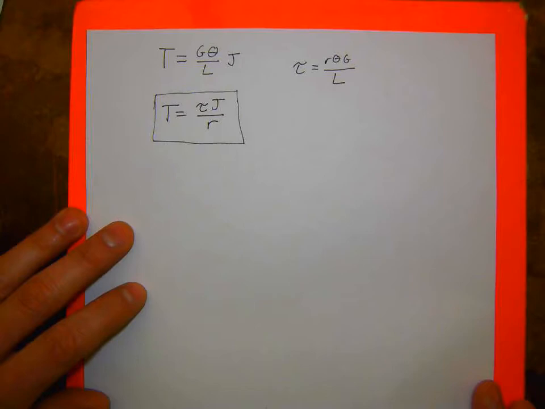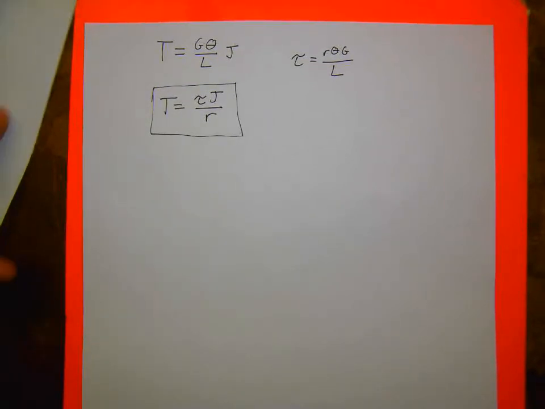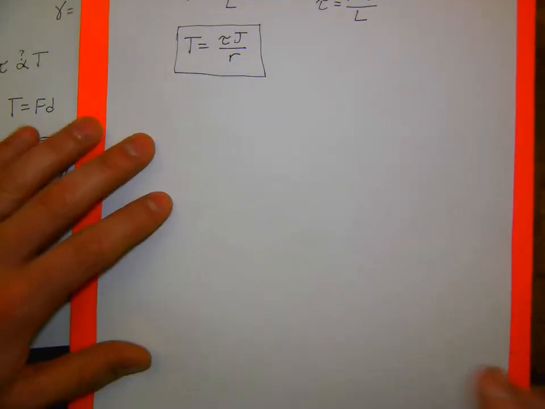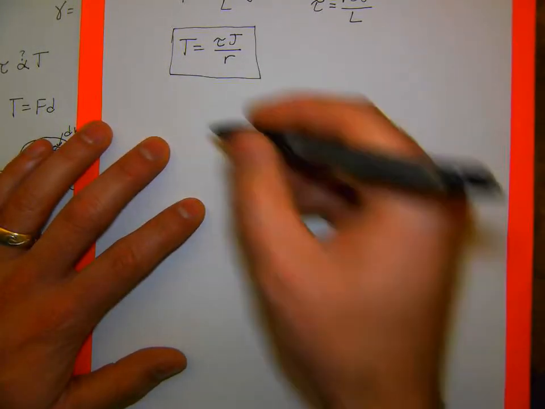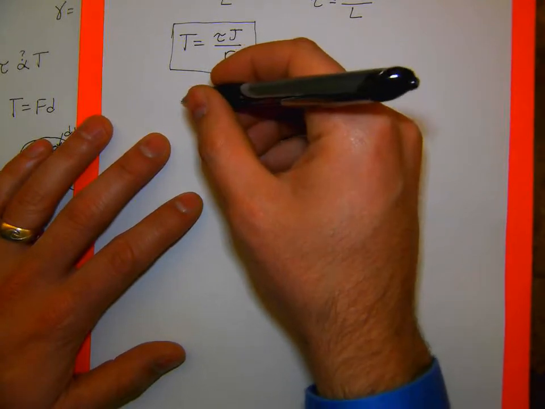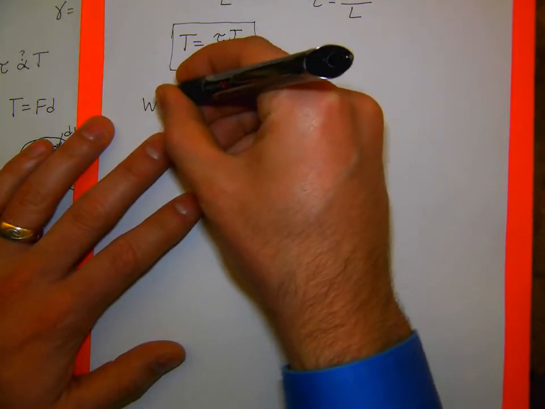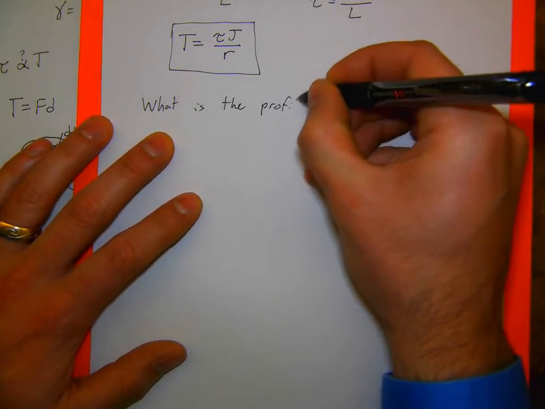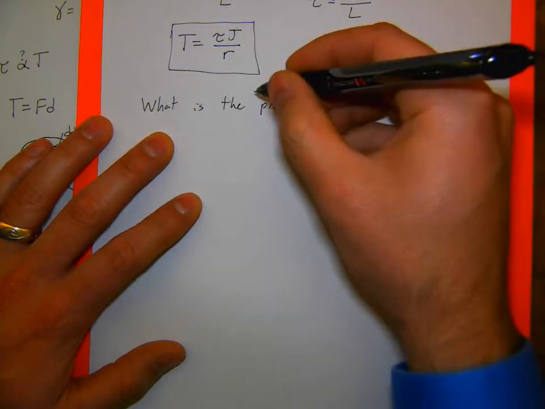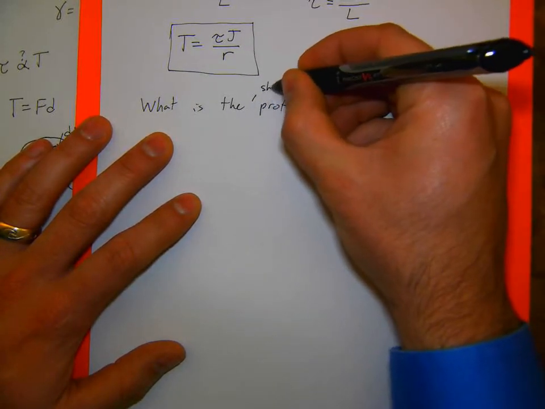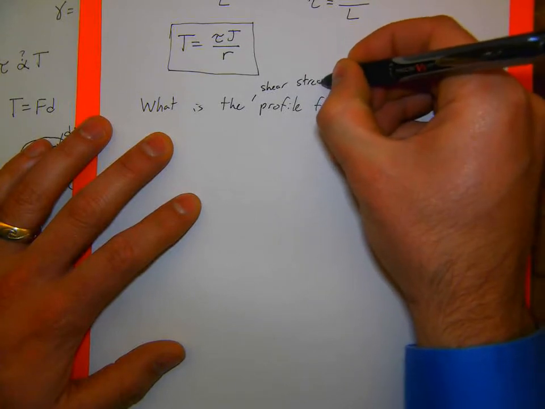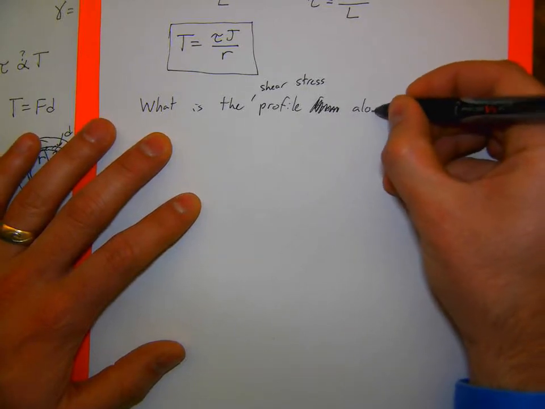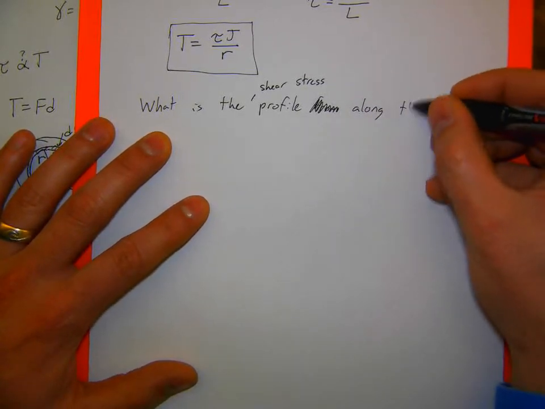Okay, so now I'm going to ask a conceptual question that I don't have a poll everywhere for. What is the shear stress profile along the radius? This is a lot worse when I can't erase things. Things just look way sloppier.